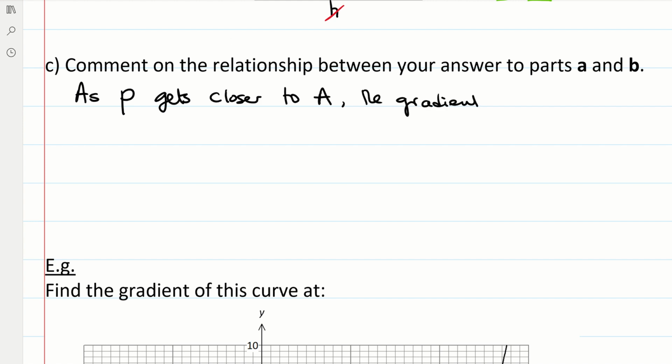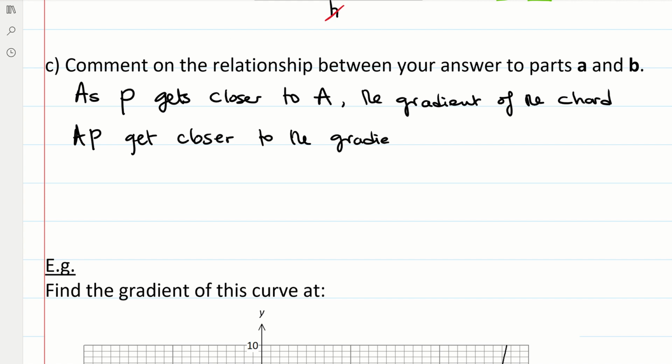So as P gets closer to A, so as the distance between A and P is smaller, the gradient of the chord AP gets closer to the gradient of the tangent at A. So it gives a more accurate measure of the gradient of the curve.